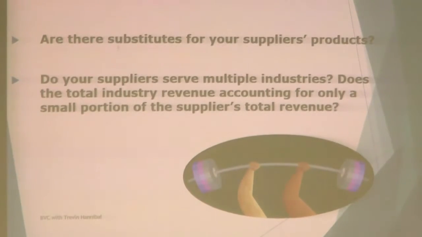Are there substitutes for your suppliers' products? If there are substitutes, then you can always select among suppliers. You can switch to another supplier. If there are such substitutes, you can switch suppliers, and the supplier's bargaining power will be lower.